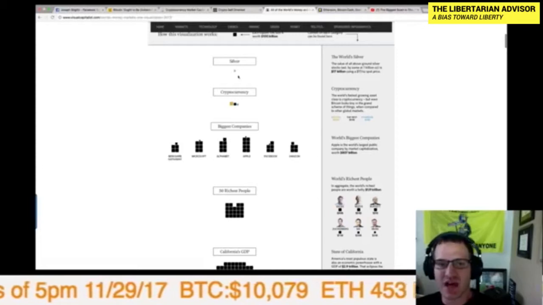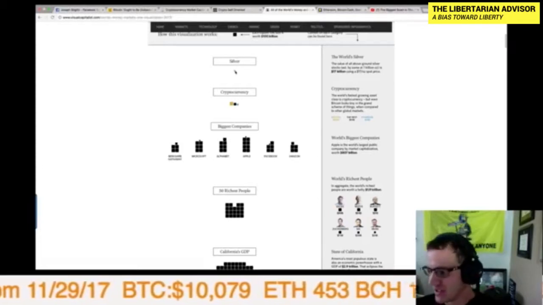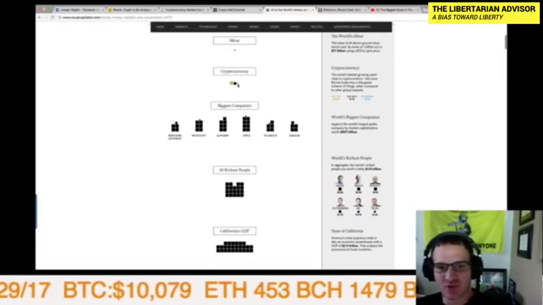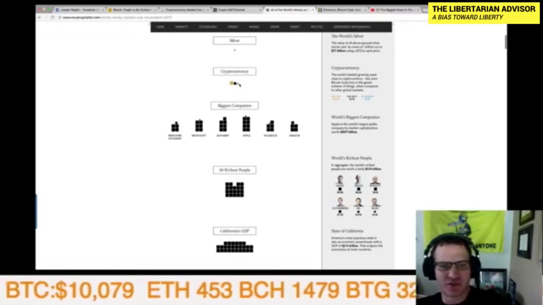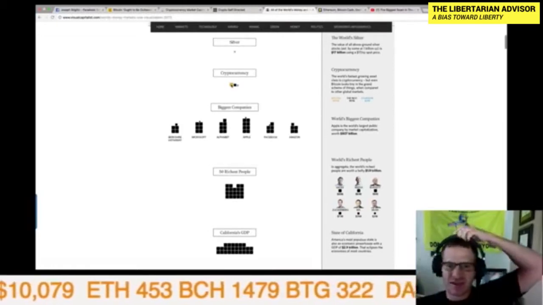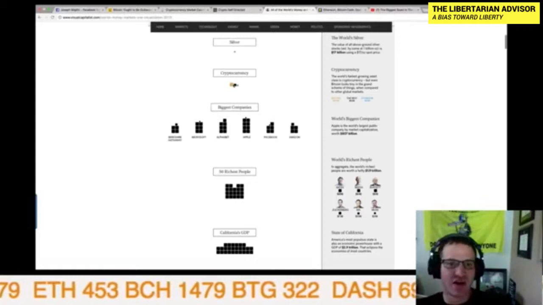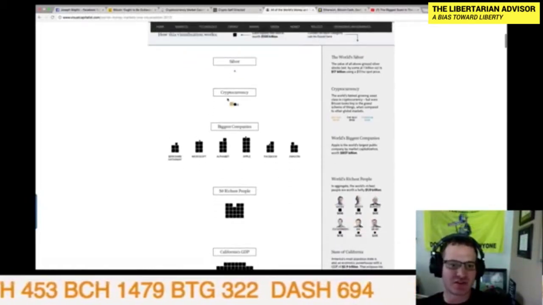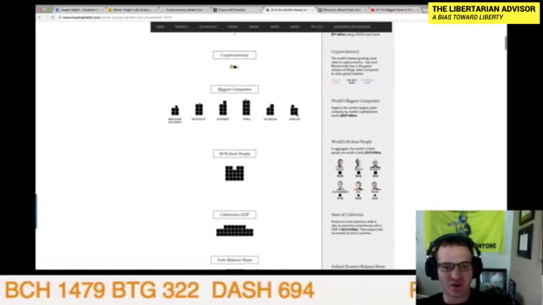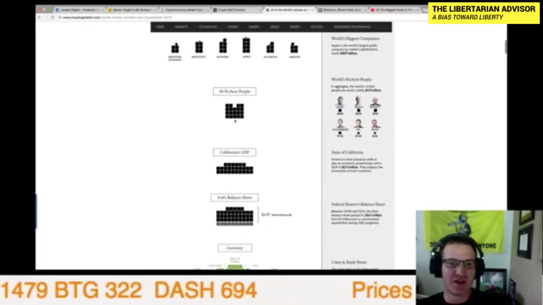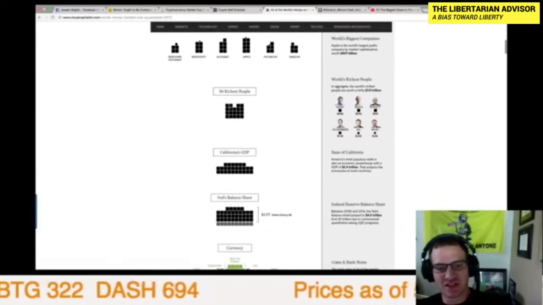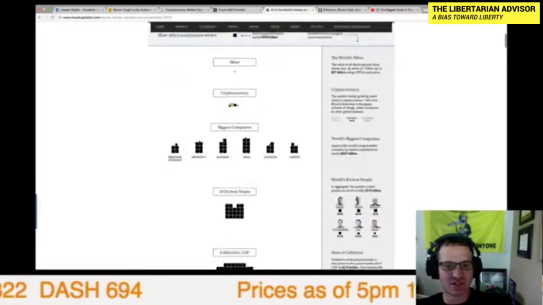You see the market cap of silver, not very big. You see the various cryptocurrencies. And again, this is probably from a few months ago, so these blocks are maybe twice the size now, but all the cryptocurrencies are very, very small compared to all the major corporations and the richest people in the world. Again, each one of these blocks represents $100 billion.